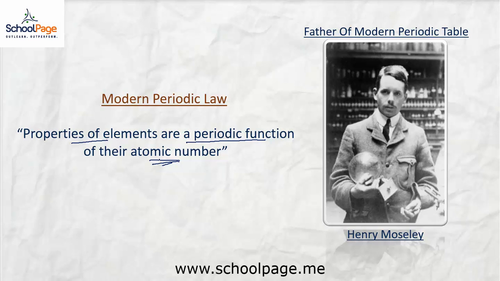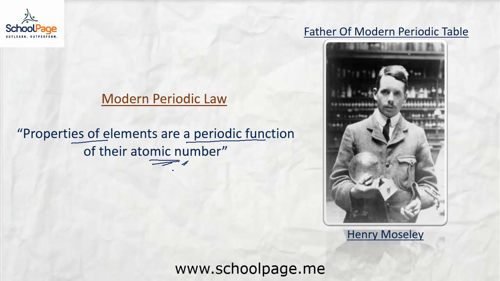The modern periodic law resembles the periodic law proposed by Mendeleev, but there is a small change, and the change is the atomic number. Yes, instead of atomic mass, it is the atomic number which decides the properties of elements, and because of this we can see a periodicity in the properties of elements. This modern periodic law, which is based on the atomic number, is the basis of the modern periodic table. Modern periodic table is built on modern periodic law.